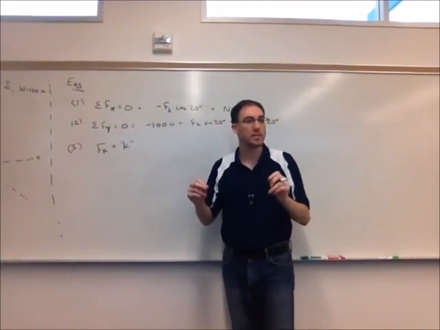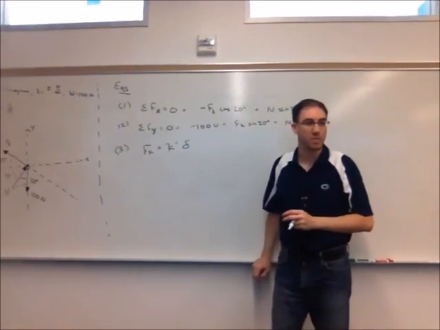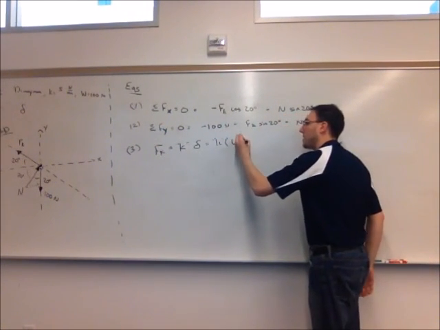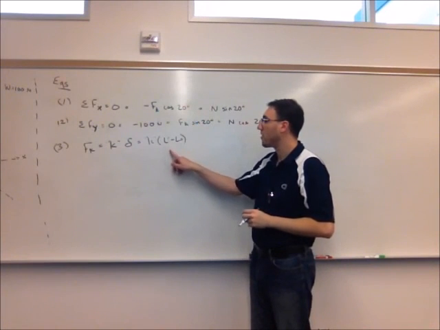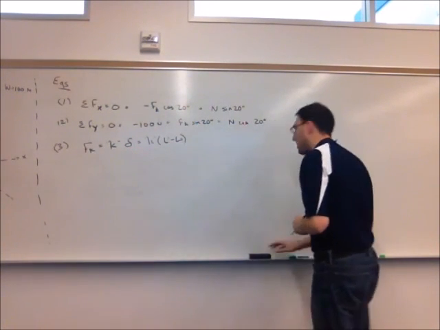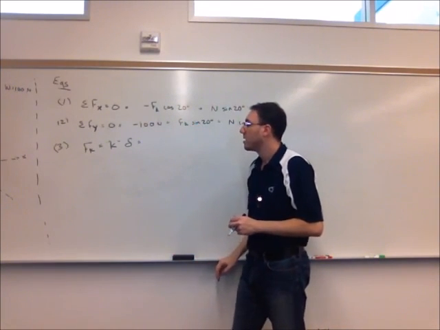This is the spring constant of that spring times the deformation of the spring. Or it'll be k times L prime minus L naught, both of which are okay. But we don't know either of these, and we don't care for this problem. We just need to find delta. So I'm only going to use this version of it.